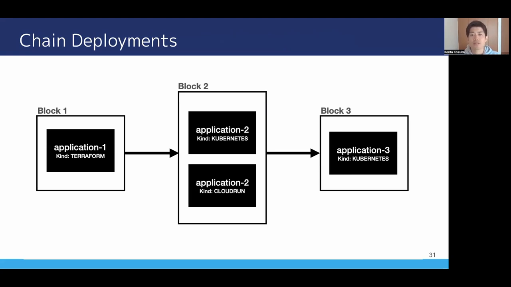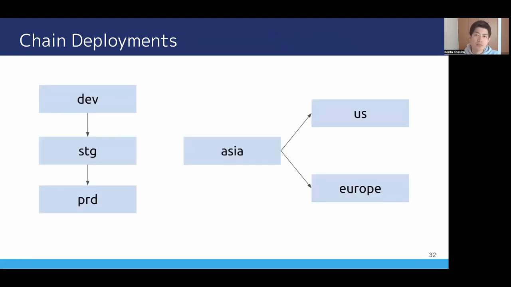PipeCD can execute deployments to all applications one by one, ensuring each deployment finishes successfully. This is a deployment chain feature. What benefits does this feature give us? For example, we can automate deployments from dev to prod. We can deploy applications to dev at first, then automatically deploy it to prod.